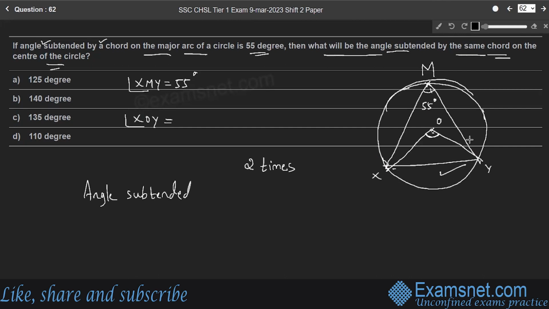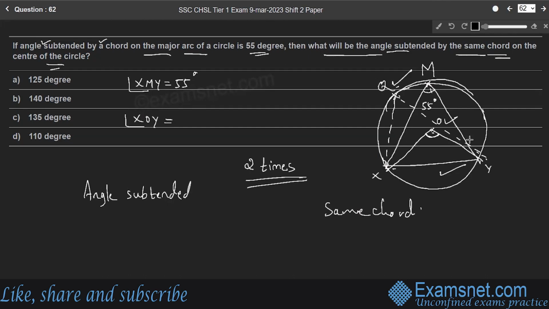Here chord is XY. The angle subtended by a chord at the center is 2 times the angle subtended by the same chord at any point on the circumference of the circle. So if you consider any point, say for example Q, then the angle subtended by XY at Q is half of the angle subtended at O, or the angle subtended at O is 2 times the angle subtended at Q.